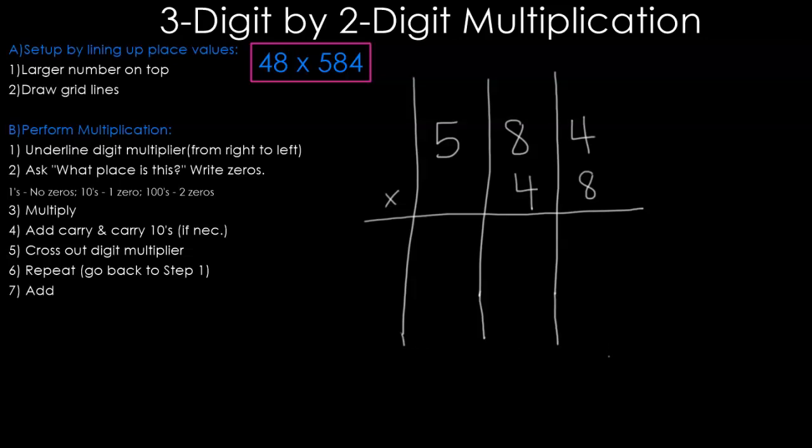All right, now let's move on to perform multiplication, okay? First thing, right to left. Let's start with our 8. Remember, 8 will need to be multiplied by the 4, by the 8, and by the 5, okay?